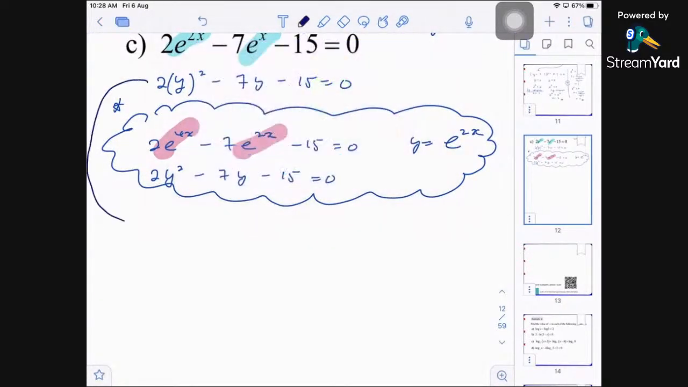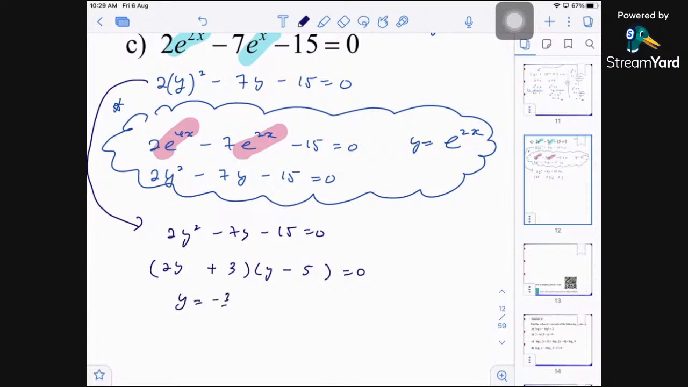So from here, we carry on. Okay, saya buat arrow macam ni, saya carry on. So here I get 2y square minus 7y minus 15 equals to 0. 2y, y, 7 and 1, I think. Oh no, cannot. 7 and 1 will not give me the answer. So what is it? I think 5 and 3. Okay, so here will give me negative, here positive, equals to 0. y equals to negative 3 over 2, y equals to 5.